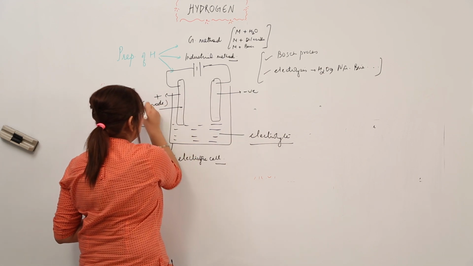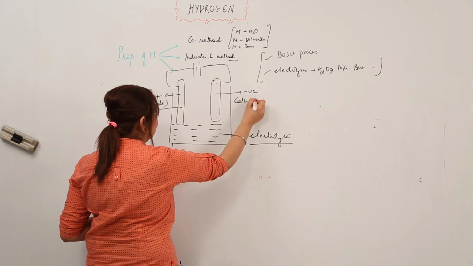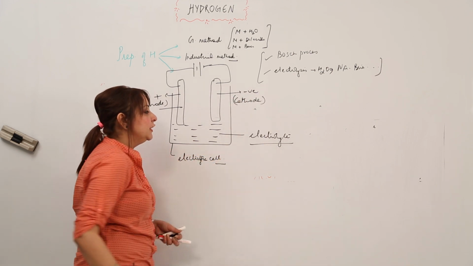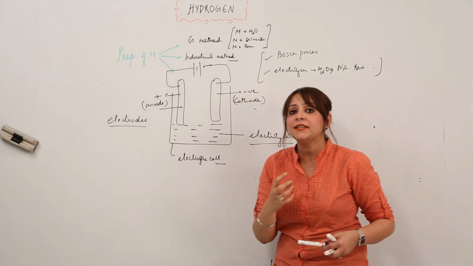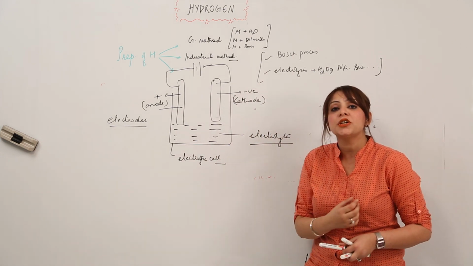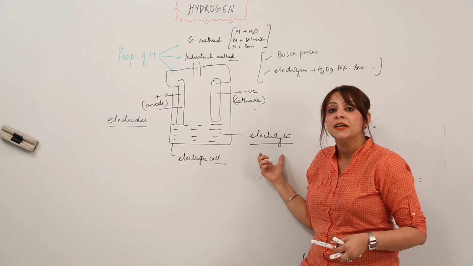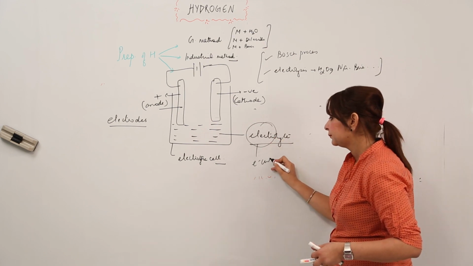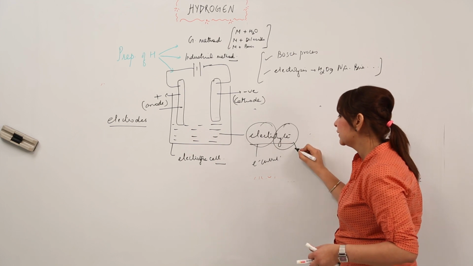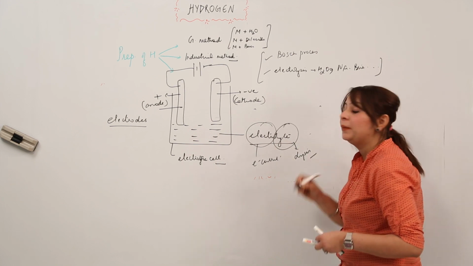Positive one is named as anode, you know that, and the negative one is named as cathode, right? Now the question comes, what is the electrolyte? Because the basic substance which is very important in this reaction is an electrolyte. Electrolyte means, electro means electric current and lysis means breakdown.